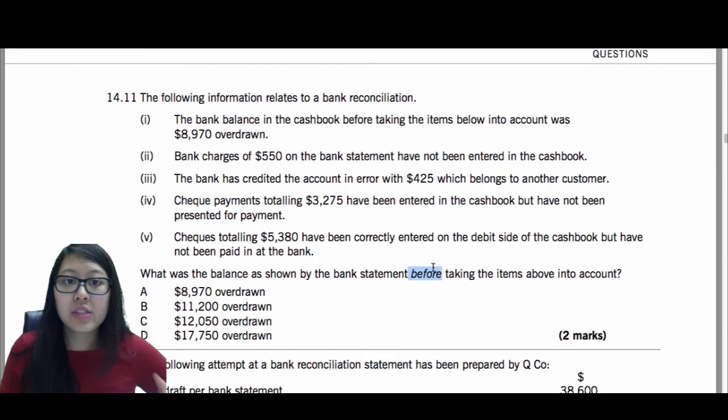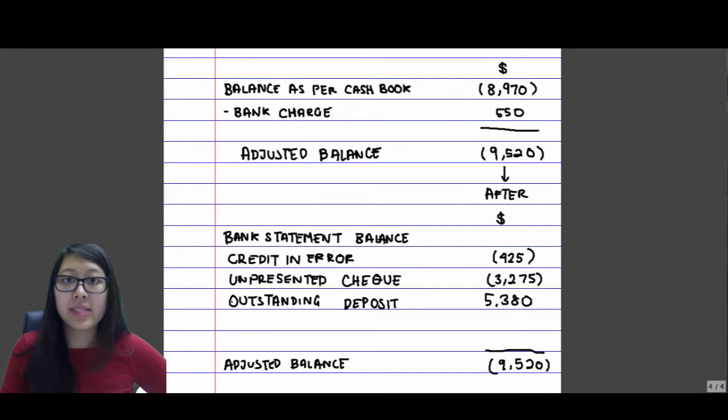The last one says checks totaling $5,380 have not been paid in at the bank. So it says paid in. Paid in is supposed to be we have received it. Another way of understanding if we have received it or not is seeing that it says it has been correctly entered on the debit side of the cash book. If our cash book is debited, that means our cash balance is going up. It's increasing. And what will cause an increase? If there is an inflow of cash. So in this case, we will need to add $5,380 to our bank balance, as seen like this.